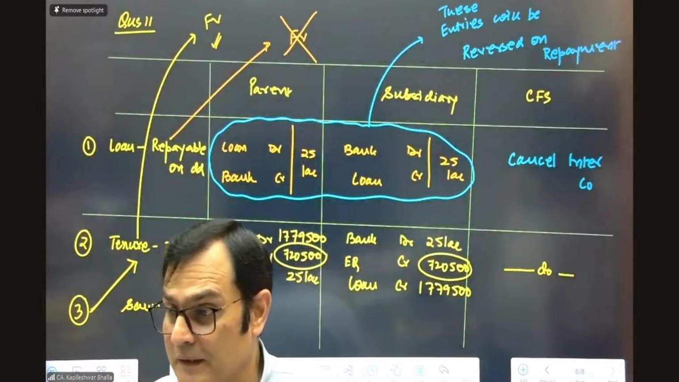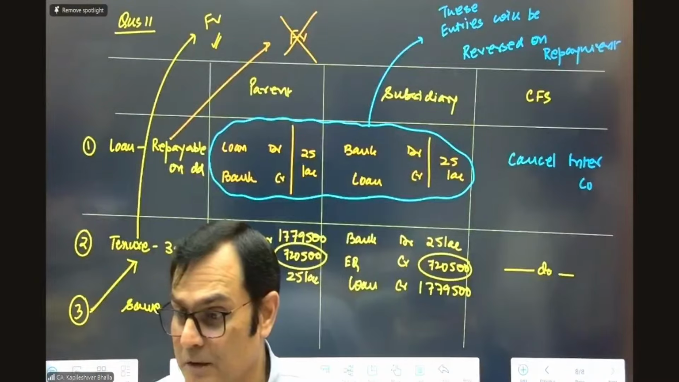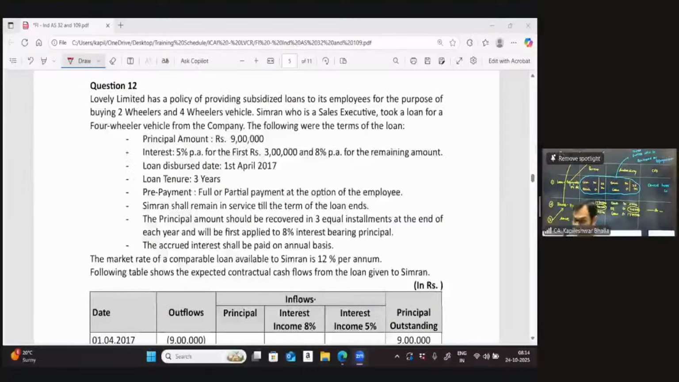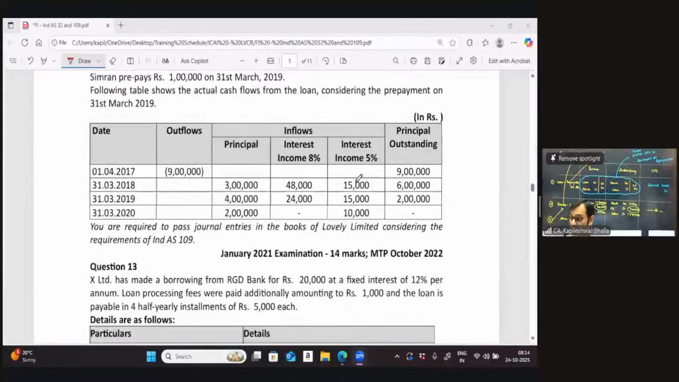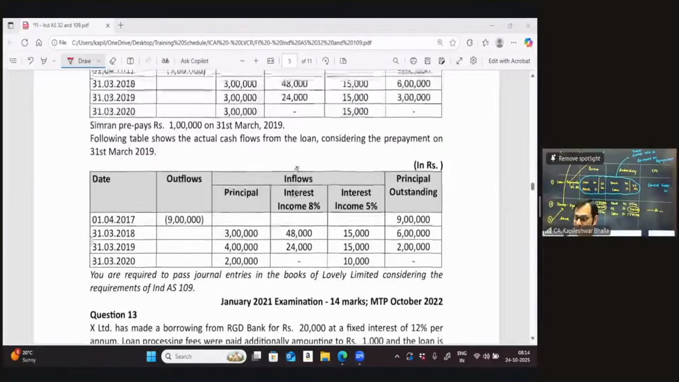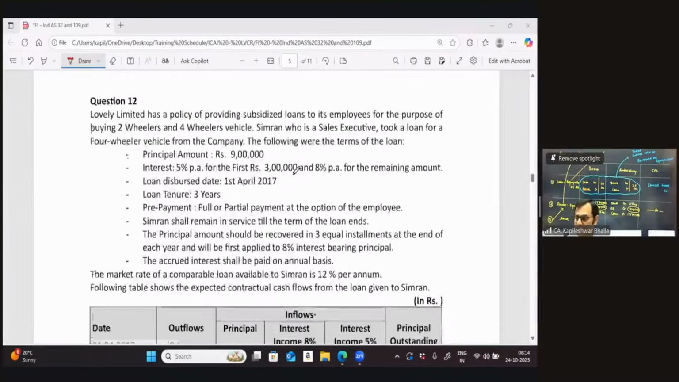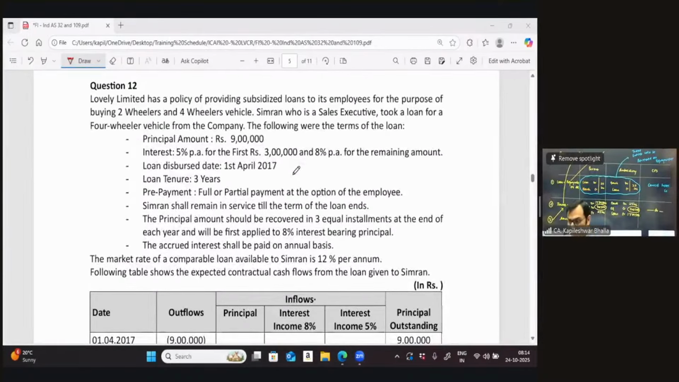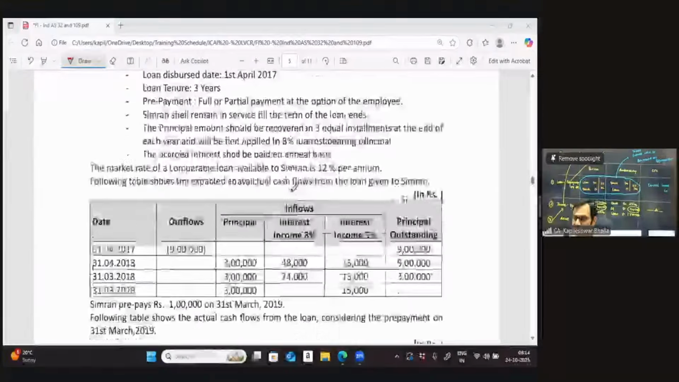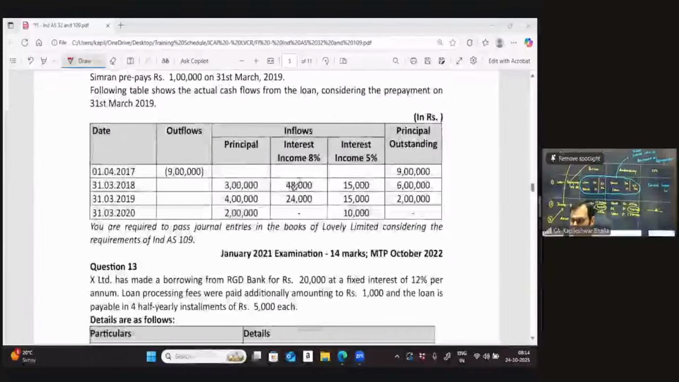Okay, so let me take it further. Let me share the next question to you. Question number 12. Wow, this is a good question indeed. It is January 21. It came for 14 marks in the exam. Also it was there in MTP in October 22. Let's read the requirement of the question. Let's first read the requirement of the question, then I think we'll read the inputs.